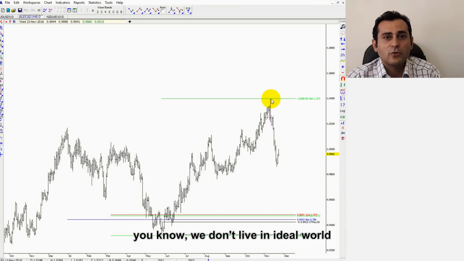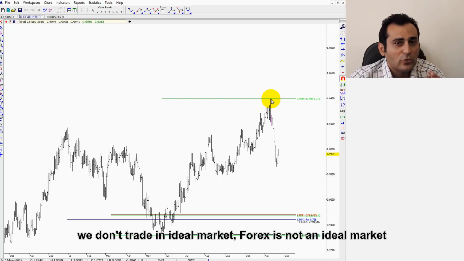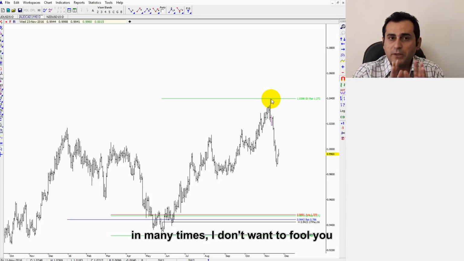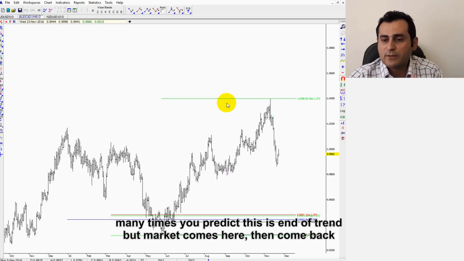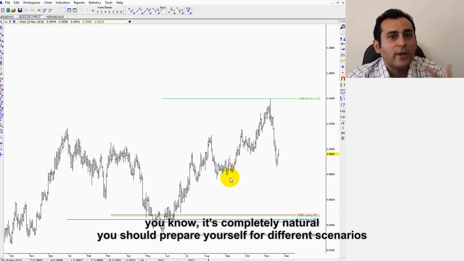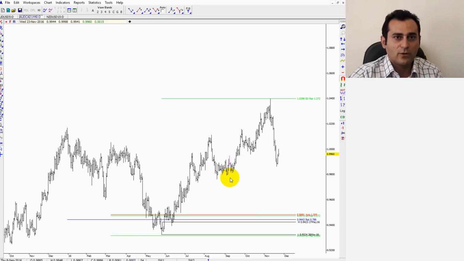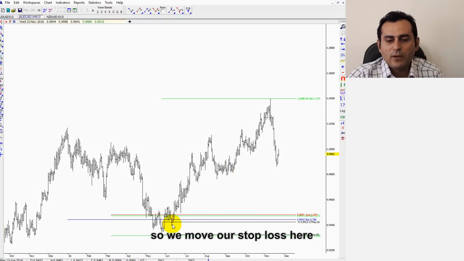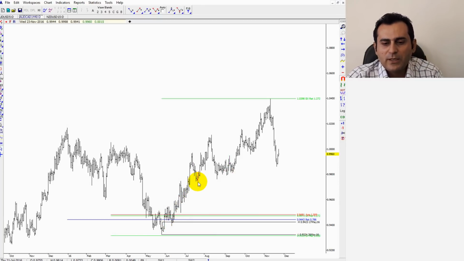Maybe you want to ask, will the trend be over at this point? No, it's not. You know, we don't live in an ideal world. We don't trade in an ideal market. Forex market is not ideal. Many times, I don't want to fool you, you predict this is the end of the trend, but price comes here and comes back again. It's completely natural. You should prepare yourself for different scenarios. Okay? So we move our stop loss here.